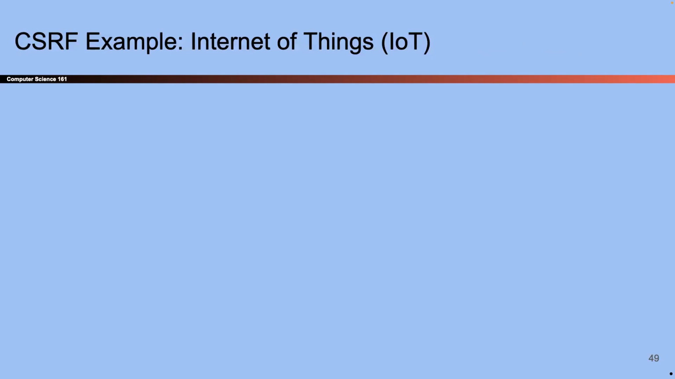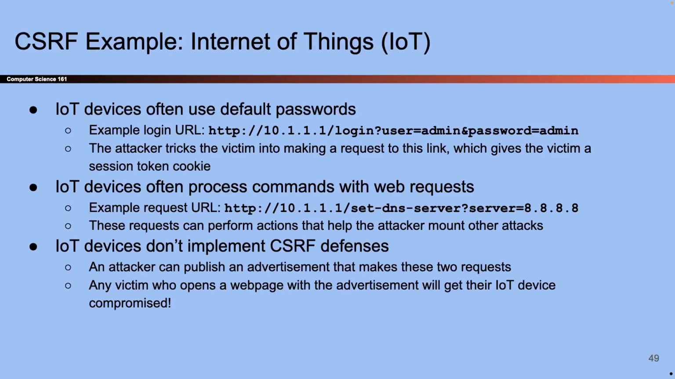Okay. Here are a bunch of examples. I'm not going to go through all of them. Turns out the Internet of Things, like the smart toasters and stuff, tend to not be very securely built.